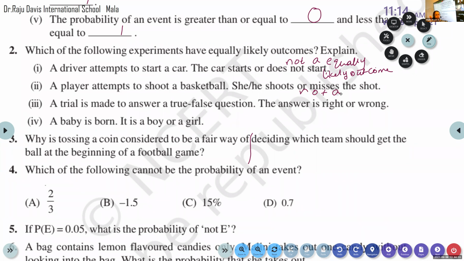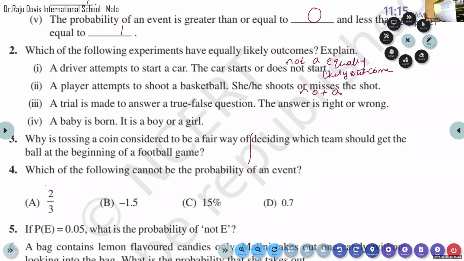Like our head and tail, one thing will happen. It is sure. If a person knows the answer or does not know the answer, anyway, he has to mark either right or wrong, either head or tail. But in the case of the car, if petrol is not there, it won't start. It's sure. That time we can't say either it will start or it will not, because there is no petrol. But in this case, whether the person knows the answer or does not know the answer, one will happen. Either true or false.